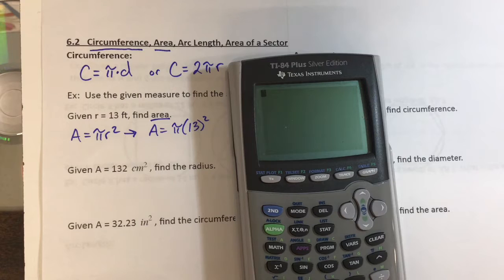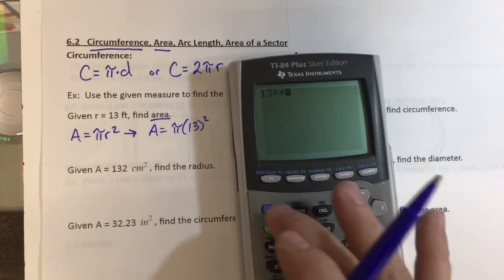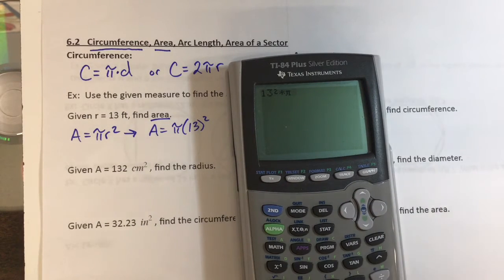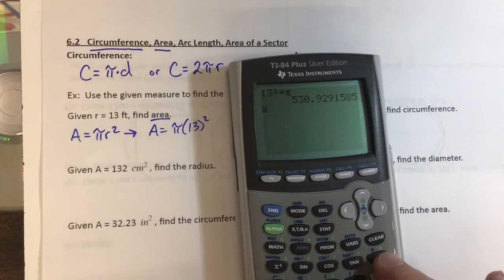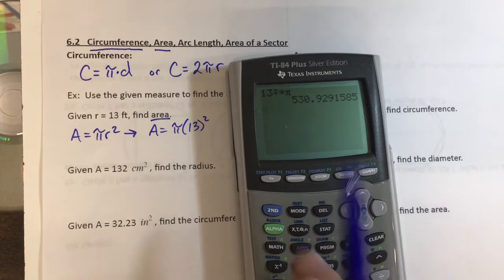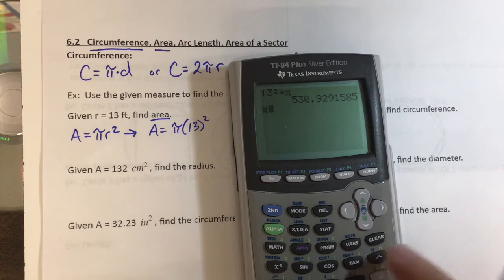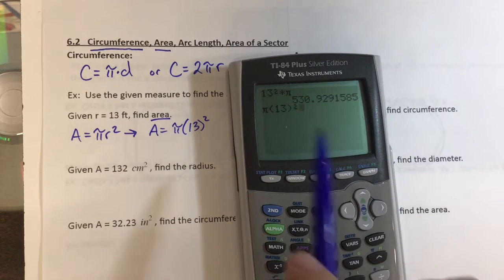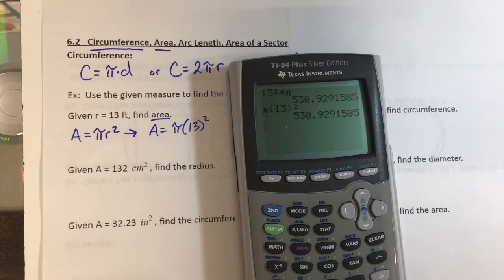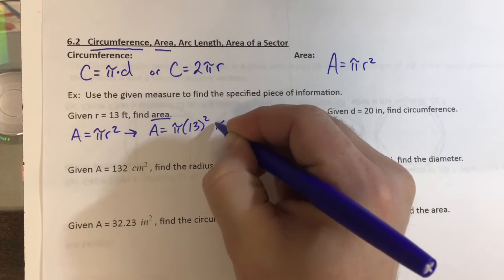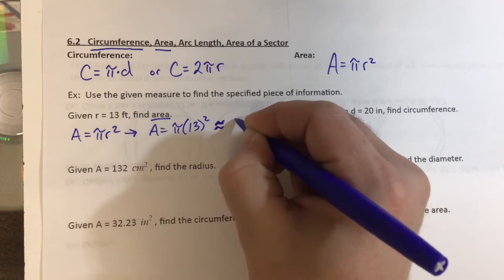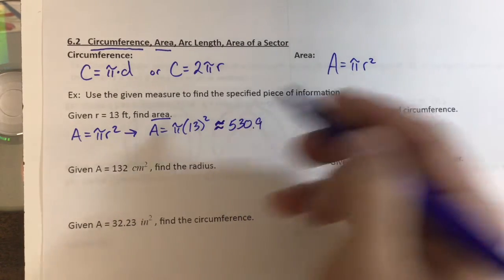Okay, we do 13 squared times pi. I could even enter it exactly like it's written here. To get my pi button to show up, I hit second, and then this exponent key brings that up. Then parentheses, 13, close parentheses, square that, and it looks exactly like what I have written. It gives me the same answer. So our area for this first example is about 530.9. Approximately equal to, because I rounded. And that is in square feet.